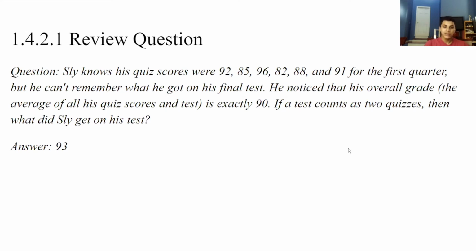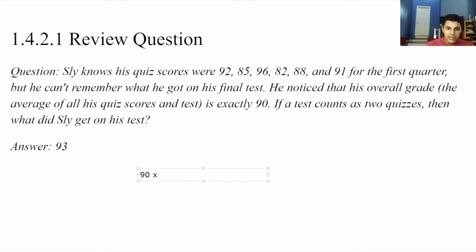So they tell us that the average of all his quiz scores and tests is exactly 90. So we already have a measure of central tendency here. We know that the average of the set of data, which are his quiz scores and his test, is 90. And it's asking us, what did he get on his test? So we need to use that to find his test score. If you remember back to when I was talking about mean or average specifically, you can find the sum of all the pieces of data in a set if you know the average and how many pieces of data there are, because that's just the average, which is 90 in this case, times the number of pieces of data.